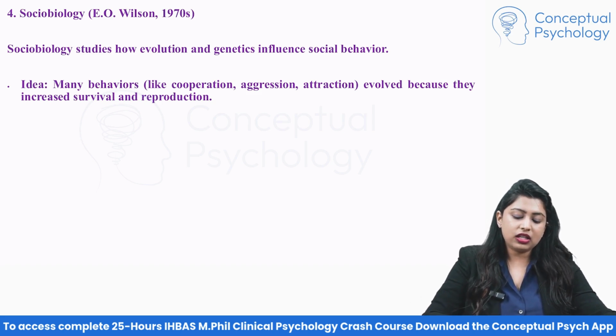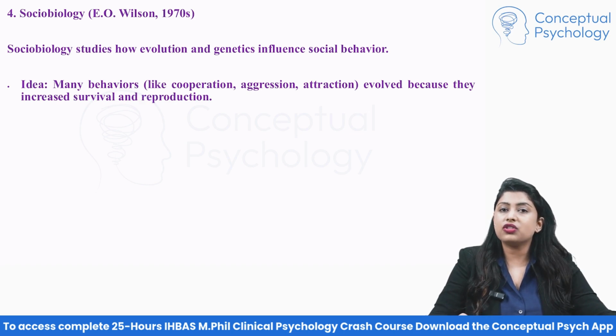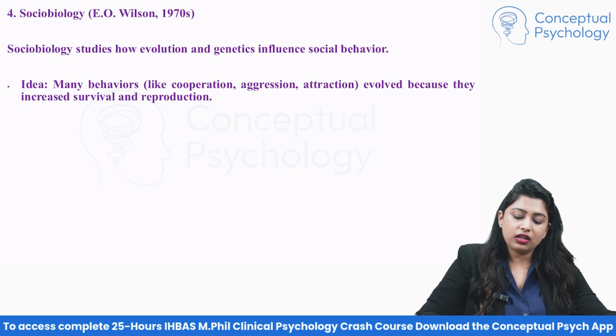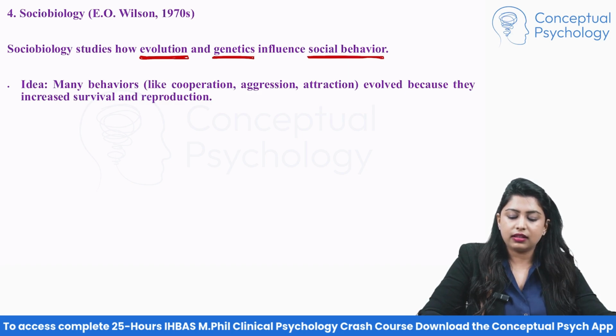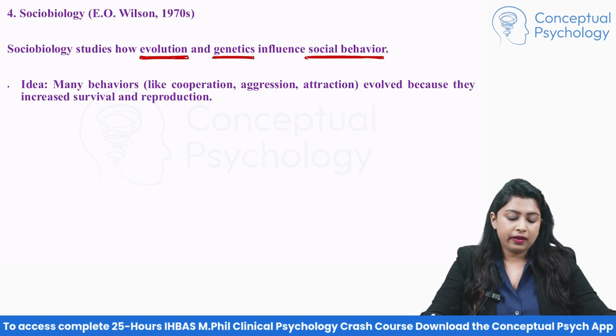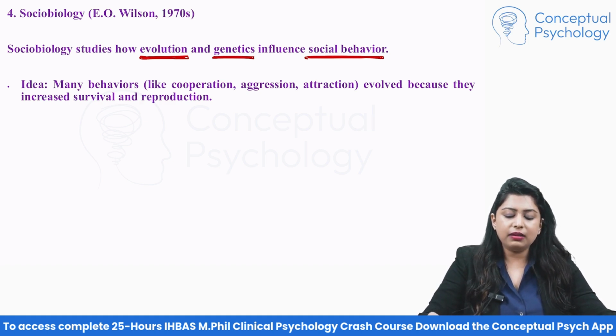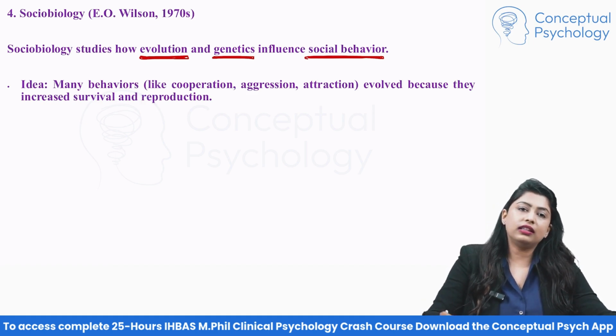Sociobiology studies how evolution and genetics influence our social behavior. So how do evolution and genetics influence social behavior? That is under sociobiology. The idea here is that many behaviors like cooperation, aggression, attraction evolved because they increased survival and reproduction rates, right? So what were the key behaviors which were studied here?